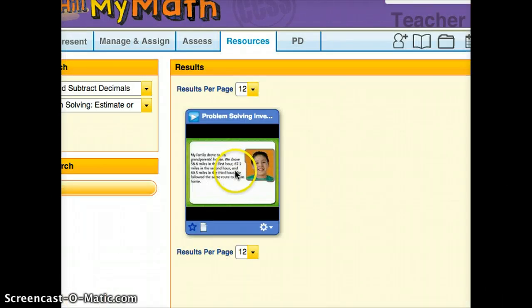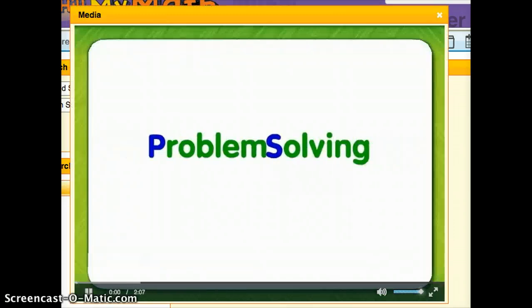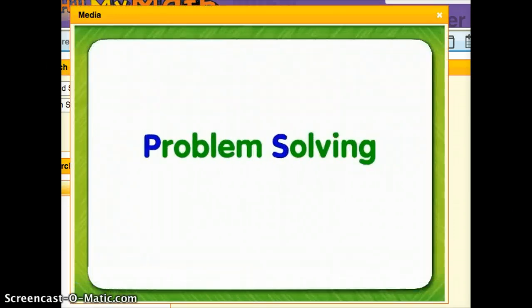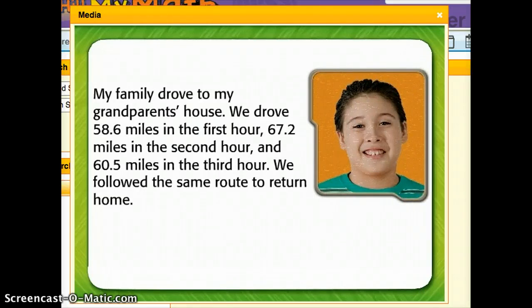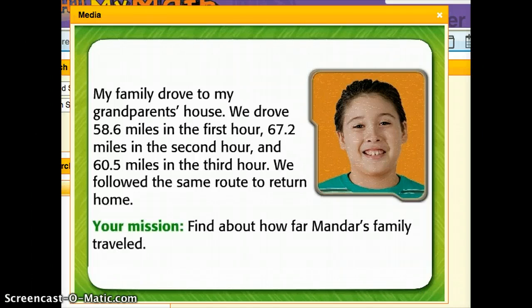Alright, let's take a look at this problem solving video in your math online book. Problem solving. My family drove to my grandparents' house. We drove 58.6 miles in the first hour, 67.2 miles in the second hour, and 60.5 miles in the third hour. We followed the same route to return home. Your mission. Find about how far Mandar's family traveled.